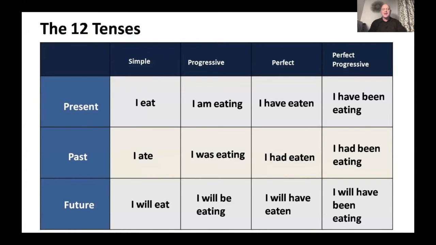Now, what do you think of a chart like this? I can think of advantages and disadvantages to a chart like this. How about you? It is good, of course, to see that there are these different aspects, right? The simple, progressive, and perfect. And these tenses, these time frames, present, past, and future. But I don't think you get a very good sense of time frames from this chart. You get a sense of the form.